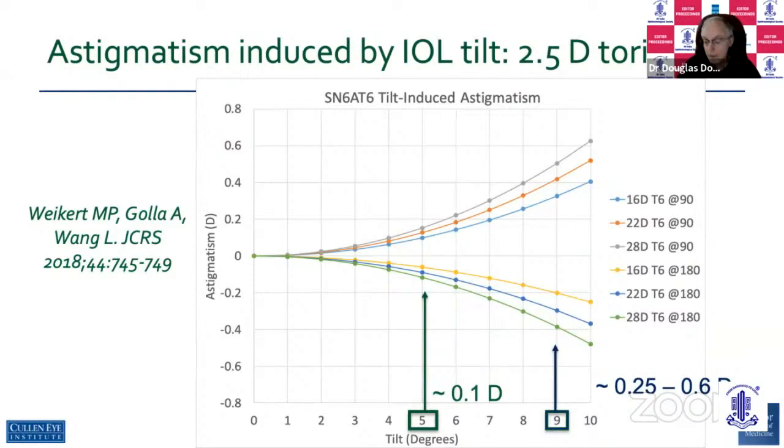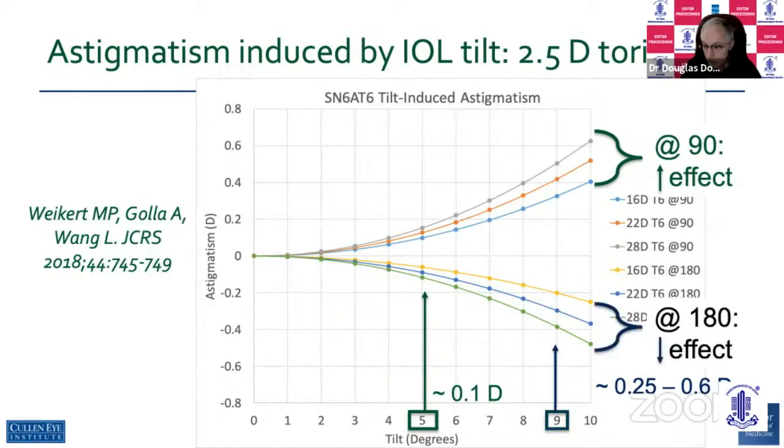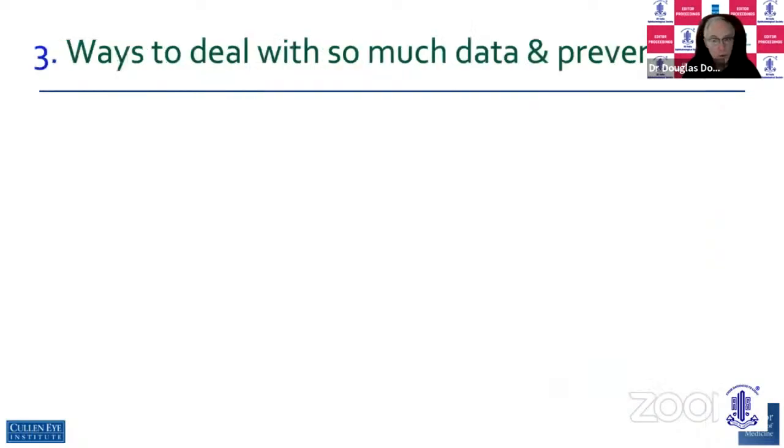And it's interesting too, and important to know that if you're aligning your toric IOL at 90 degrees to correct with the rule astigmatism, you get an increased effect of that IOL toric correction. So it creates more against the rule change. And conversely, you undercorrect if you're aligning the IOL at 180 degrees. So this is going to come into play as we move forward.